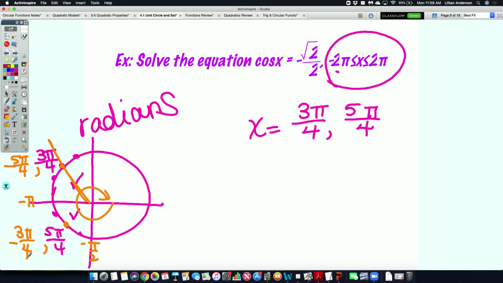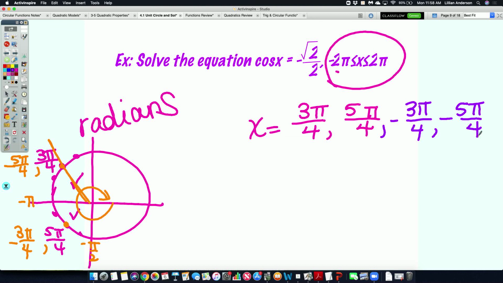Before anybody asks, no, they will not always be the exact same. They will not be the flip-flops of each other. It just happens to be for this particular one. So negative 3 pi over 4 and negative 5 pi over 4, and those are your solutions to this equation. Yes, this is a simple one. Baby steps. Okay?